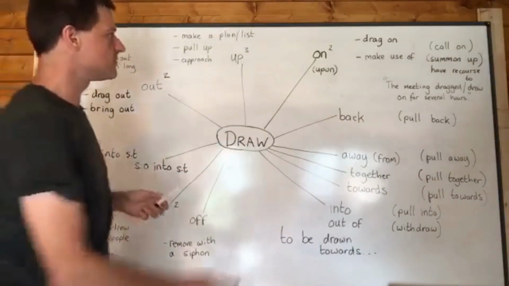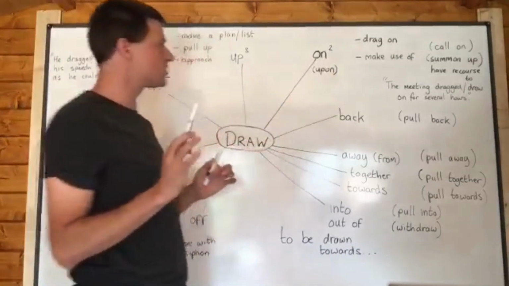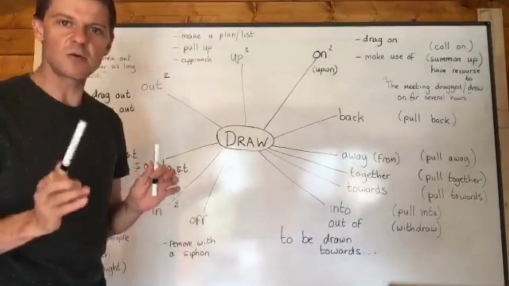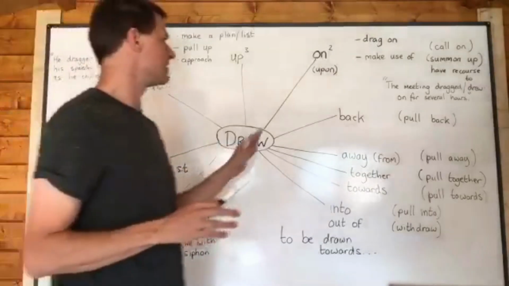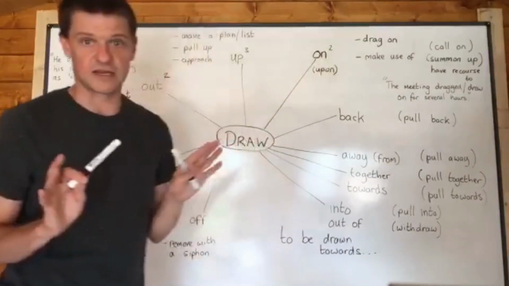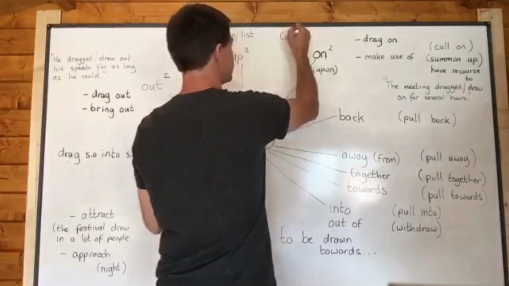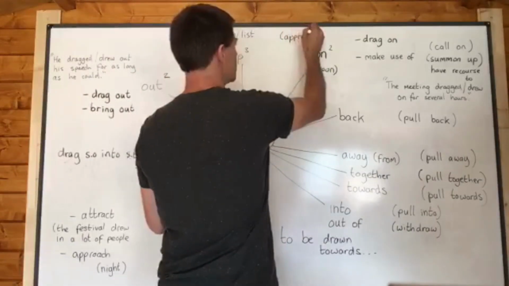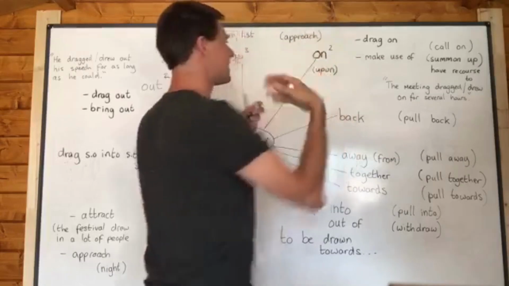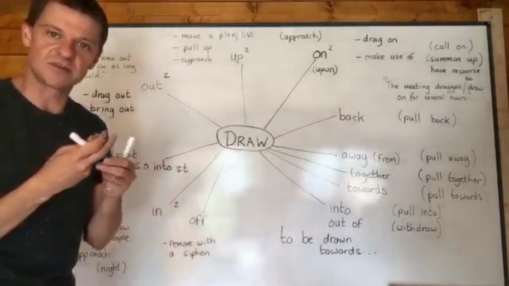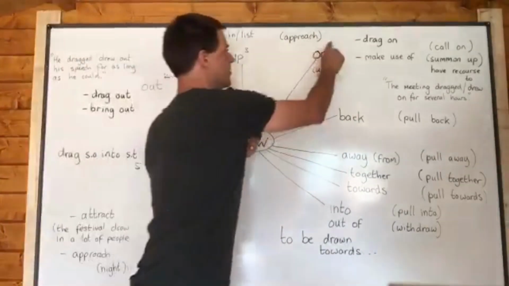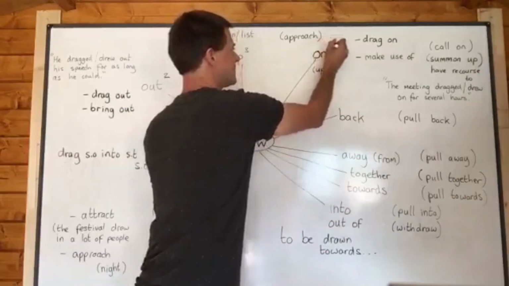So let's start with draw on, which is a tricky one. The first one I want to consider is that, because there's two different meanings really with draw on. In fact, there are probably three, because I think it can also be used for approach, meaning get closer, especially in terms of time. But I'll look at that in a moment, and we'll change that to three, I think.